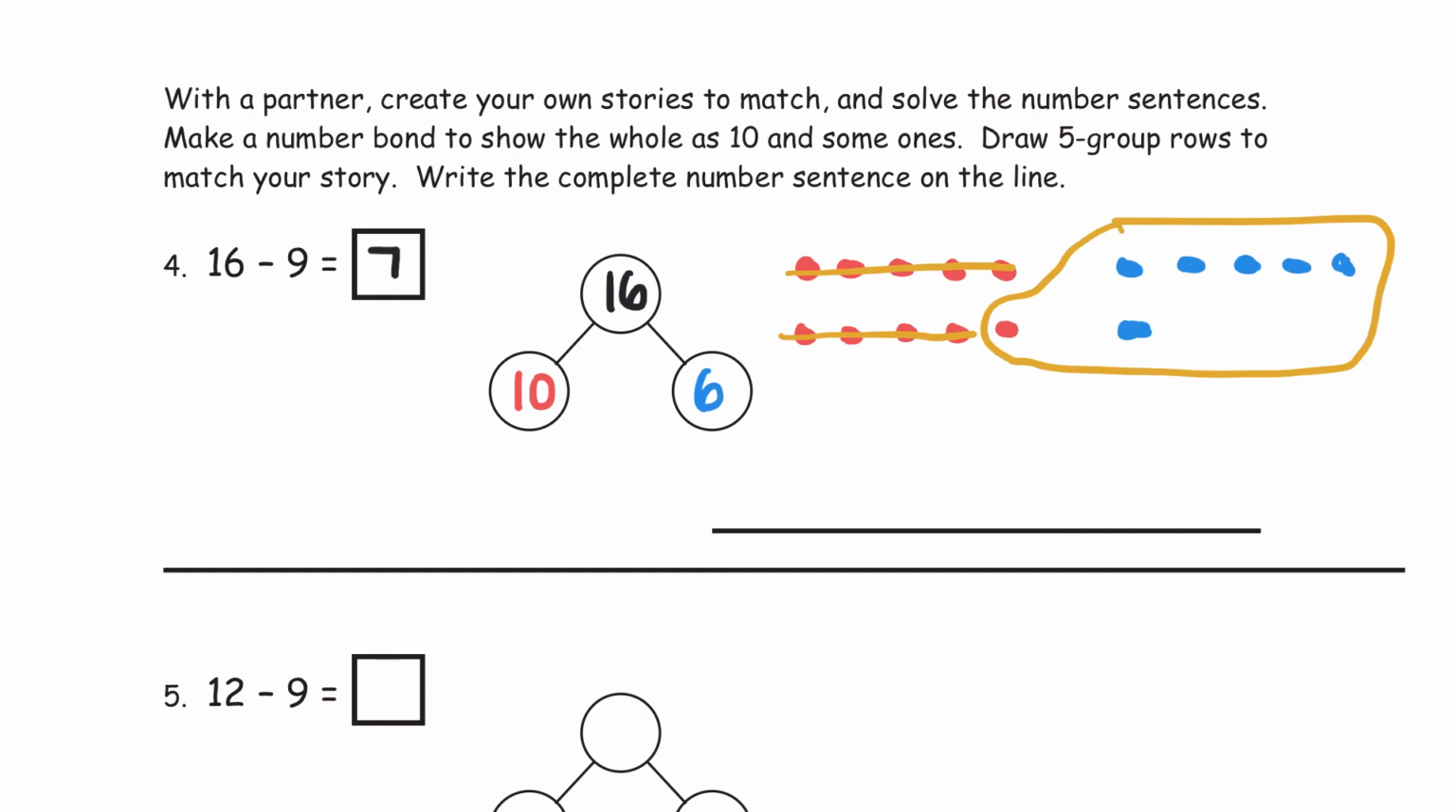And then the other thing they want us to do is just to rewrite this problem right over here, so we get in the practice of writing these subtraction number sentences. So let's do that. So we figured out that 16 minus 9 equals 7.